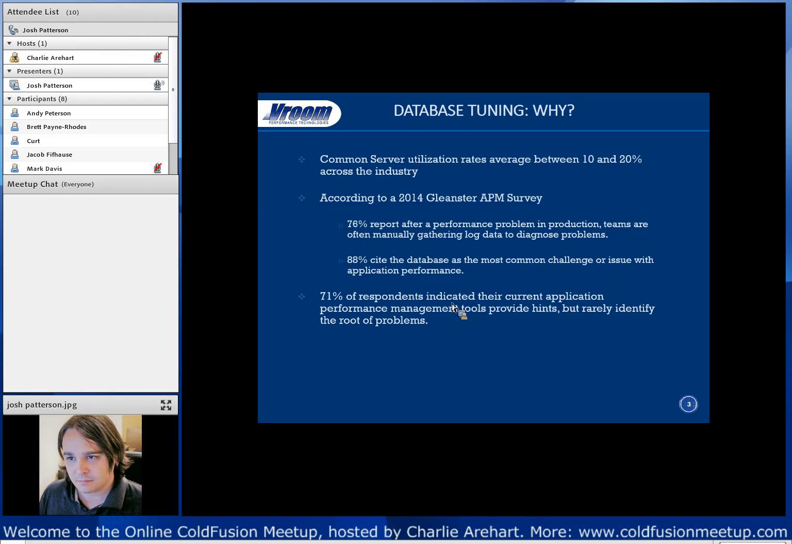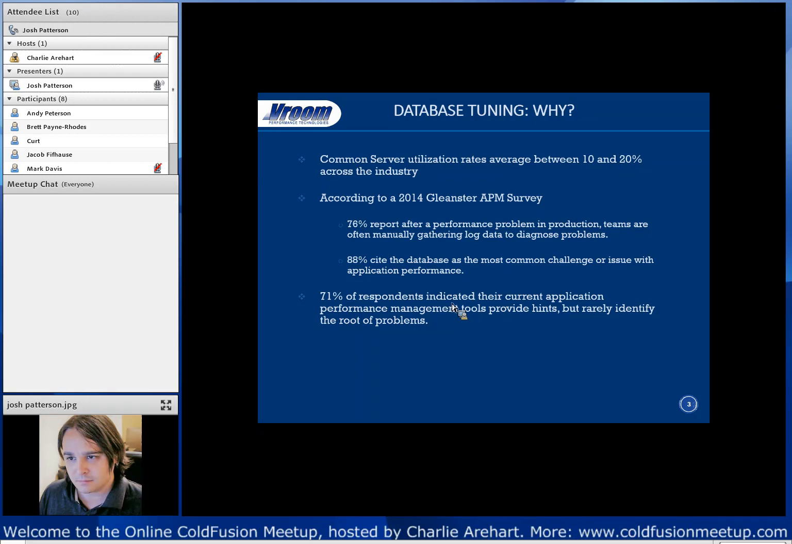In this 2014 Gleanster Application Performance Management Survey, 76% report that after performance problems in production, teams are usually going to logs. They're looking at event logs and some perf stats that maybe they had pulled from this tool or some other tool, or they're asking people what it looked like, or maybe they're using perfmon, but they're manually gathering the data that they need to make decisions. And importantly, they're gathering that data after the fact, almost always. And again, 88% cite the database. I don't like those 88% numbers, but that actually was the number.